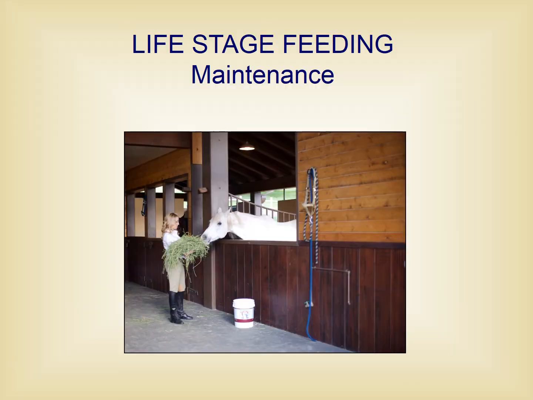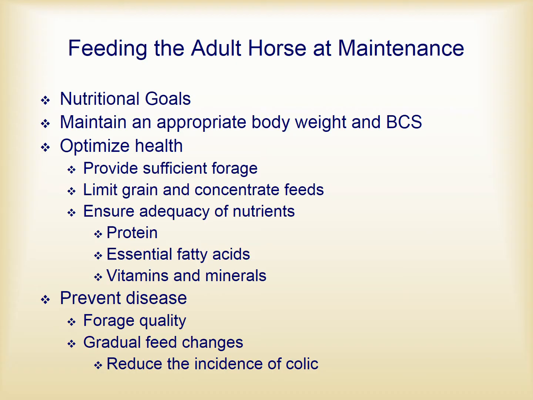We'll begin with a discussion of feeding adult horses at a physiologic state of maintenance. Our nutritional goals at this life stage are to help the horse maintain an appropriate body weight and body condition score. We'll want to help optimize the horse's health by providing sufficient forage in the ration. We'll want to limit grain and concentrate feeds. We'll ensure that there is adequacy of all nutrients, including protein, essential fatty acids, as well as vitamins and minerals. And finally, we'll work to prevent disease by feeding good quality forage.